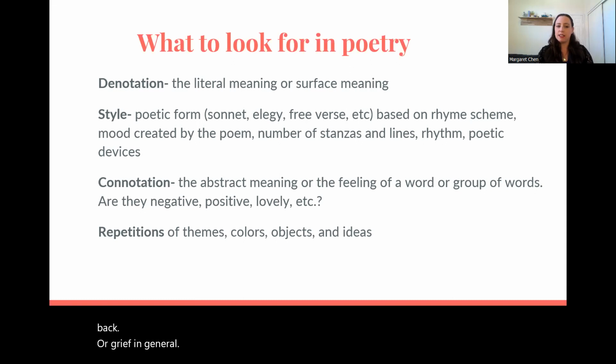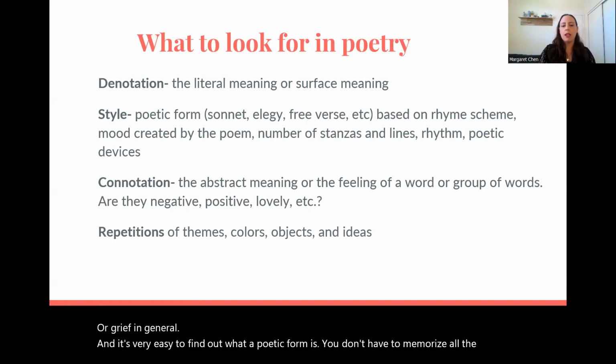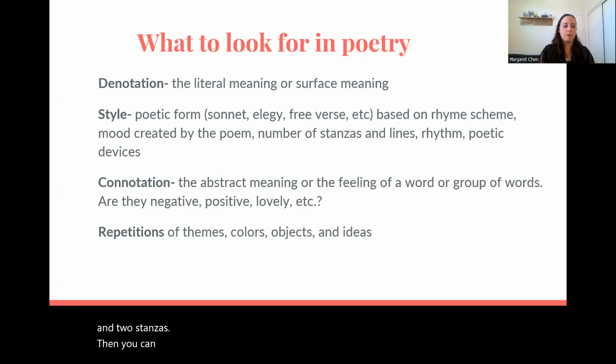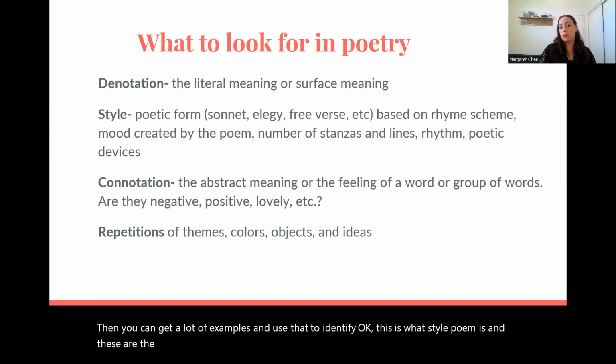And it's very easy to find out what a poetic form is. You don't have to memorize all the different types of poems. If you just go onto your search engine and type in "what is a poem with 14 lines and two stanzas," then you can get a lot of examples and use that to identify, okay, this is what style of poem it is, and these are the themes often associated with that type of poem.